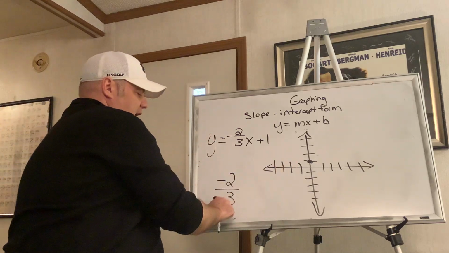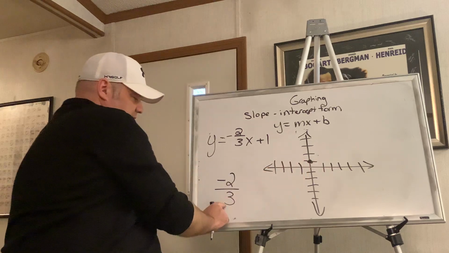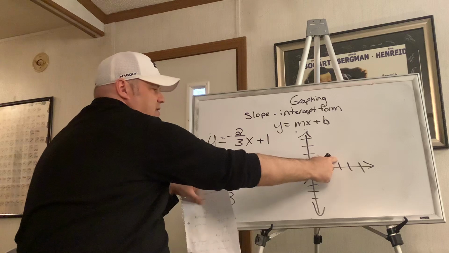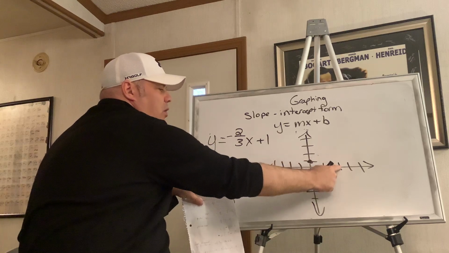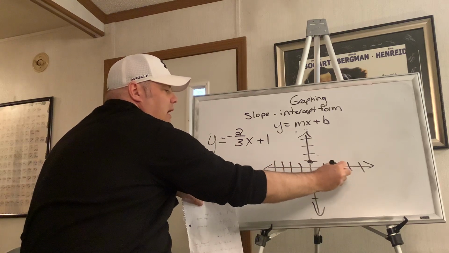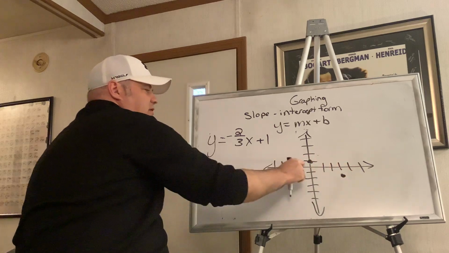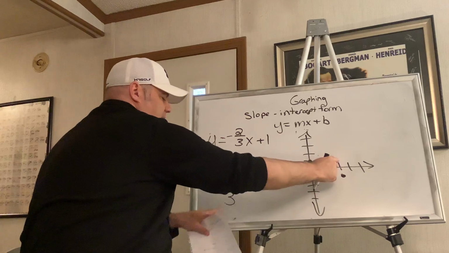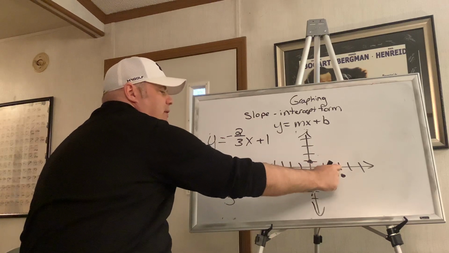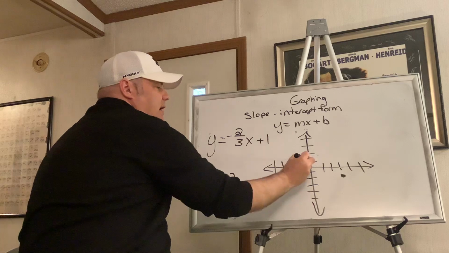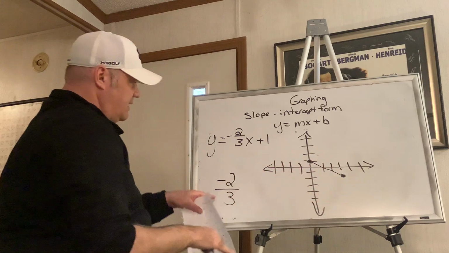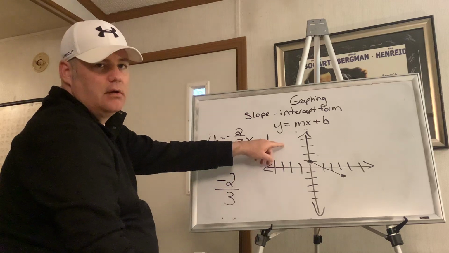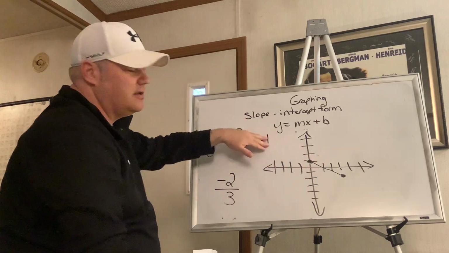That means that I run positive 3, because that's a positive. So I go 1, 2, 3. But then, because this is negative, I go down 1, 2. So I went positive 3 from my starting point, 1, 2, 3. I ran 3. It's always rise over run. And then I went down 2. Okay, so now my line is going down, which it should. It's a negative slope, so it should go down. But now I need to find the other point on the other side of it.